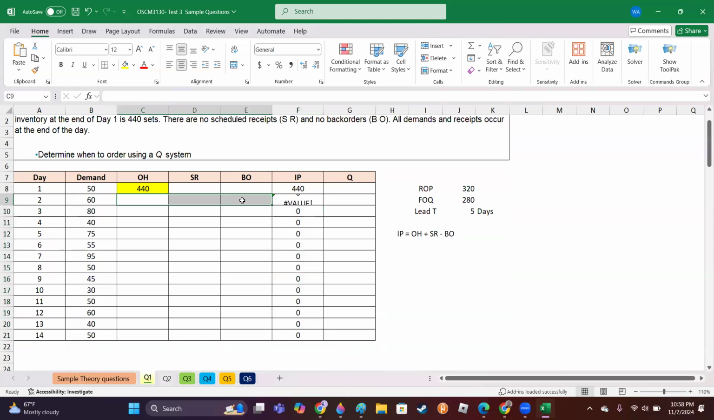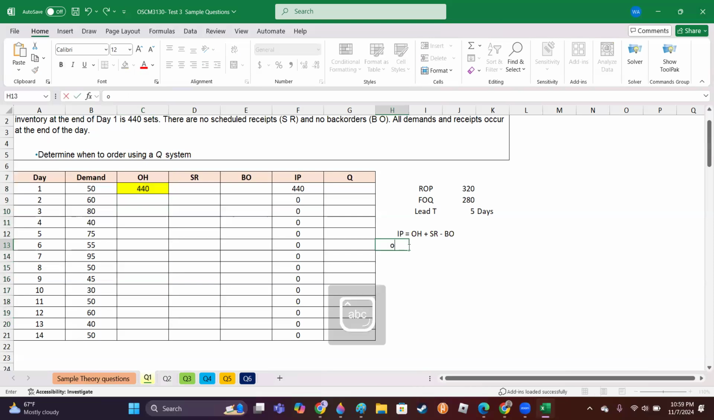Now the next thing I will do is calculate my on-hand inventory. My on-hand inventory is a function of, as I mentioned, our on-hand inventory the previous day minus our demand that was satisfied. Basically, what did the customers buy on the present day? And then I will subtract any back orders from the previous day.